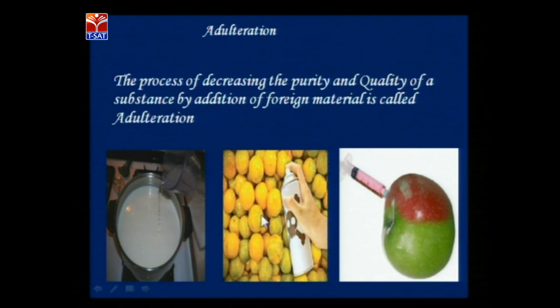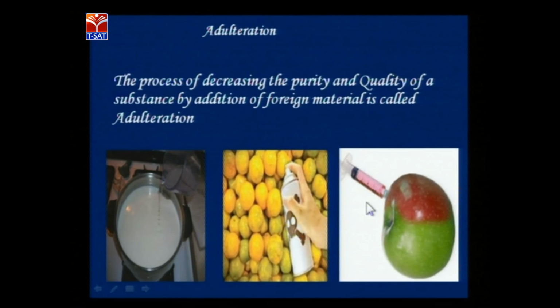Now look at the second picture. This is a spray and these are all oranges. Here by using this spray, we are artificially ripening these oranges. This is called adulteration. Now look at the final picture. What is this? This is a green apple. Do you like to buy green apples in the market? No. You will prefer to buy red color only. For the sake of that red color, some chemicals are injected here. This is also called adulteration.